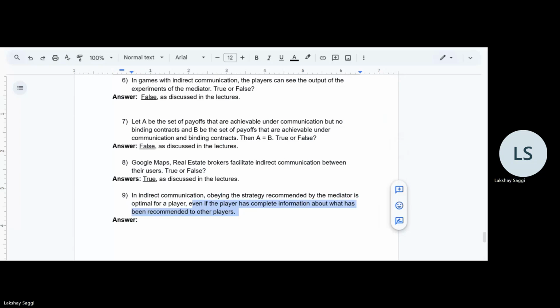Okay, so note that in indirect communication, usually a player does not have complete information about what has been recommended to the other players. It only knows about what has been recommended to himself, right? But here we are saying, even if we consider that the player knows everything, like what has been recommended to other players, which essentially means that the communication is actually not indirect for that player, even then, obeying the strategy given by the mediator is optimal.